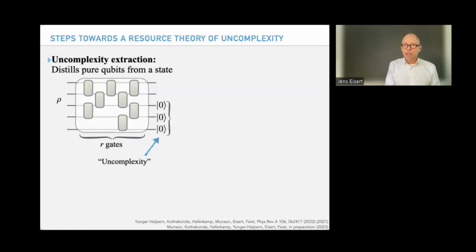of this quantity. And building upon this, one can formulate an entire resource theory of uncomplexity that basically captures scrap paper, like clean paper in quantum computing that you can use as a resource to do a computation of a kind. And in the center of all this would be two tasks. Uncomplexity extraction tries to distill pure qubits from a given state, where you try to get as many zero states out as possible, or to good approximation, with circuits that are complexity constrained to R gates. That's the getting out task.